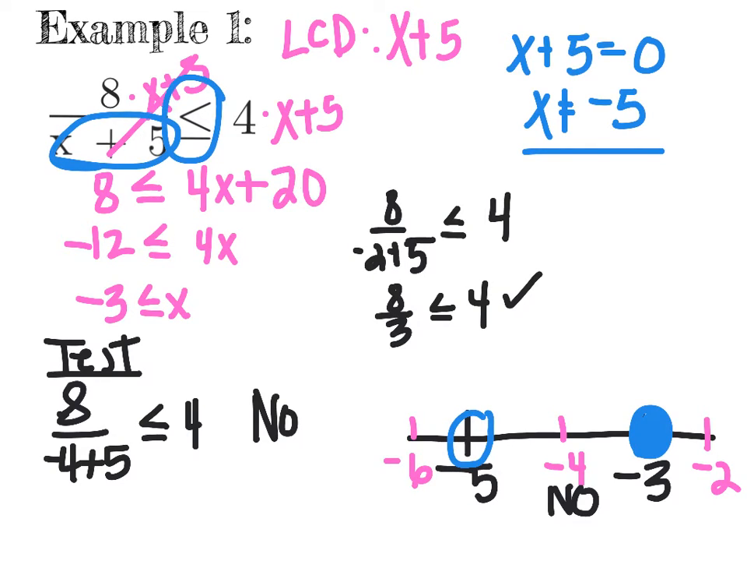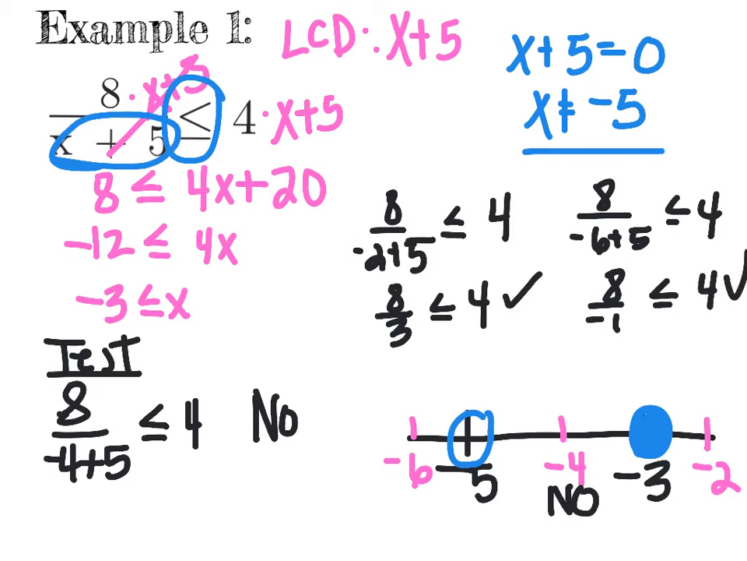So we're going to plug in negative 6 for x. And then obviously that's going to be 8 over negative 1, which is negative 8. Is negative 8 less than or equal to 4? Yes. So that works. We have a yes here and a yes here. So what that means is we're going to be shading going down from negative 5 and going up from negative 3. So this is our number line. So we need to write an inequality based off our number line, which is basically our final answer.